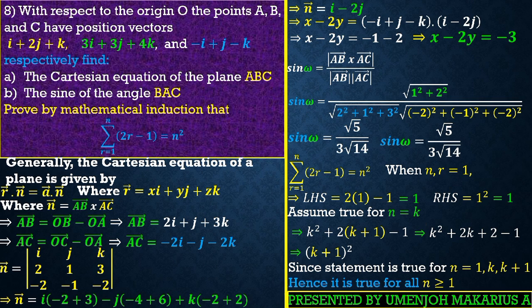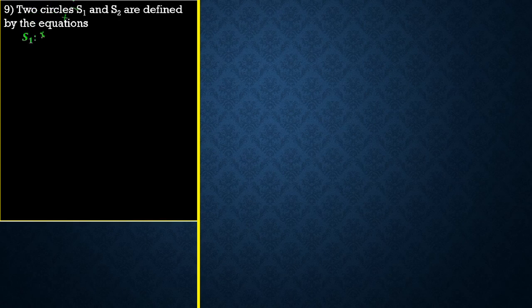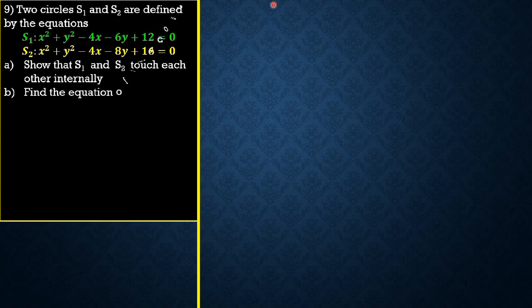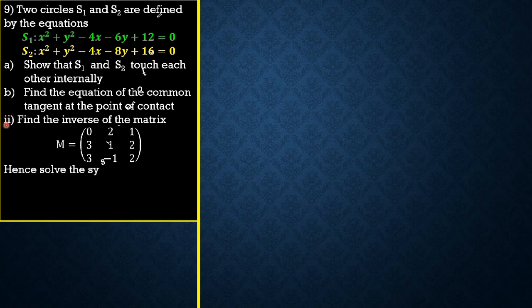Let's go to question 9, friends. Our question 9 simply reads, as you can see on screen, that two circles S1 and S2 are defined by the equation S1 such that we have x squared plus that. S2 also has been defined as that. They want us to show that S1 and S2 touch each other internally. Then we should find the equation of the common tangents at the point of contact. Then Roman 2 should find the inverse of this matrix and hence solve this equation given.